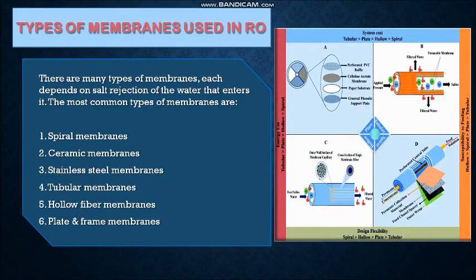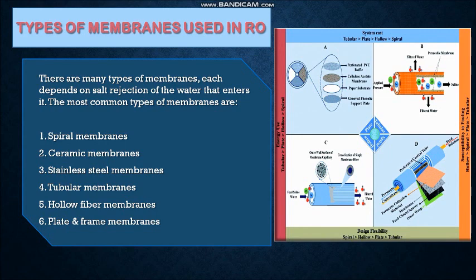Types of membrane used in RO. There are many types of membrane, each depending on the salt rejection of the water that enters it. The most common types of membranes are spiral membrane, ceramic membrane, stainless steel membrane, tubular membrane, hollow fiber membrane, plate and frame membrane. In the diagram, we can see that the system costs have been described. That is, the tubular membrane is the costliest, then plate membrane, then hollow, and the lowest cost is the spiral membrane.